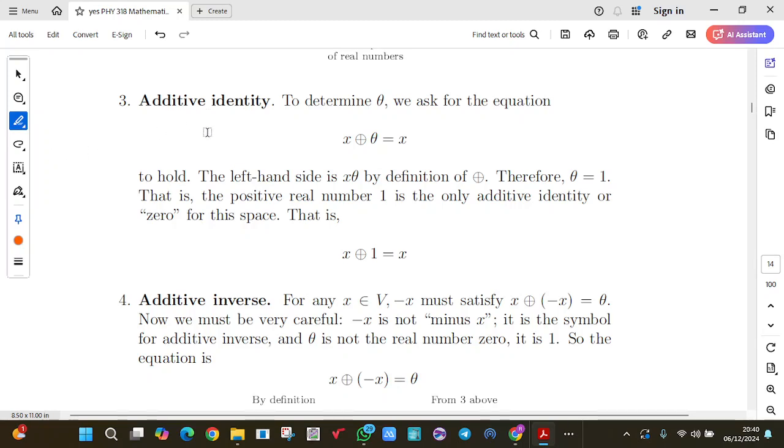Okay, now this is the next thing, additive identity. We have to determine what this theta represents.